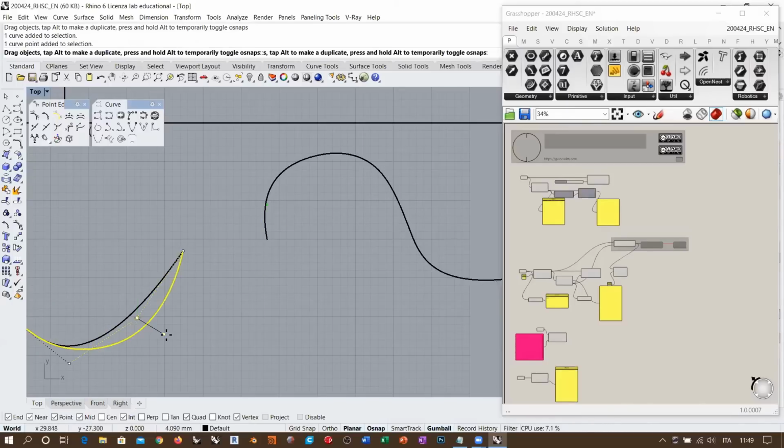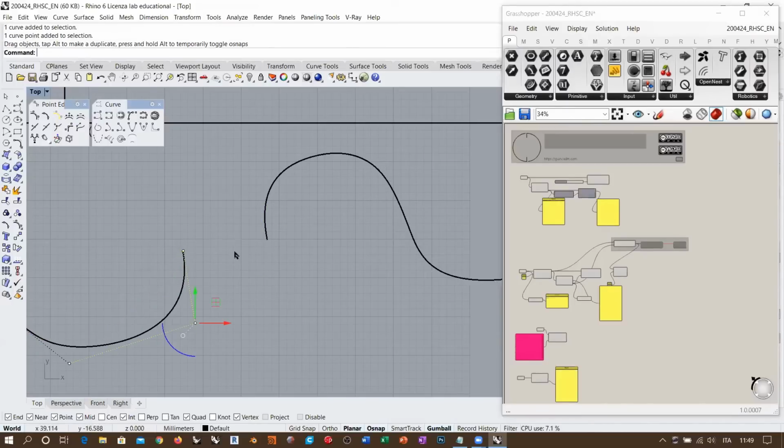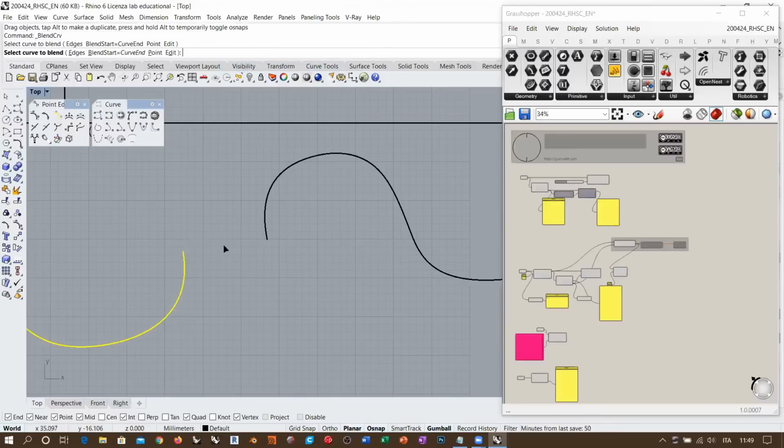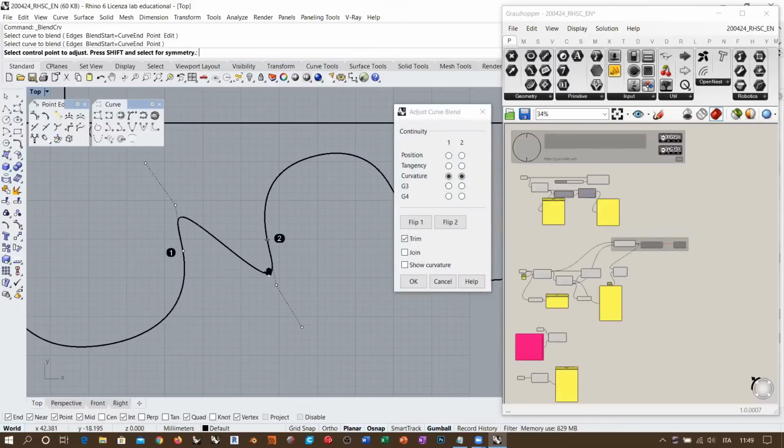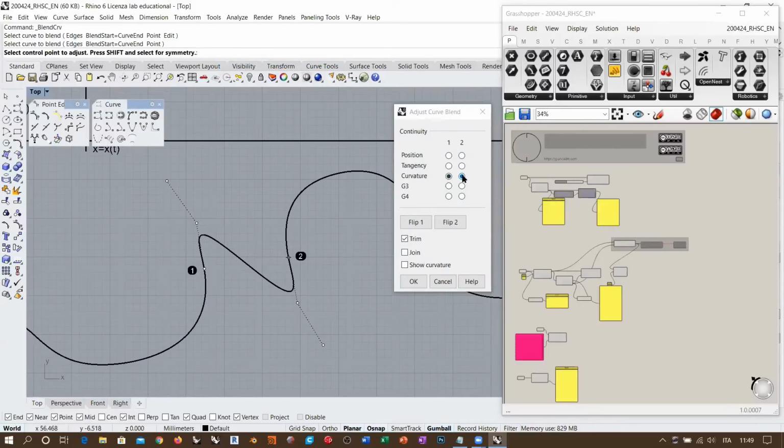So I'm going to create some curvature here, okay? And then I'm going to repeat the adjustable curve blend between this one and this one. So if I want curvature continuity, you see that now we have 3 control points, and these 3 control points are placed in a very, very specific position.